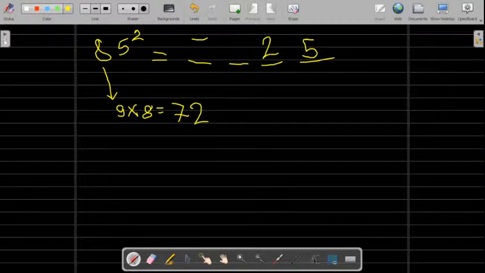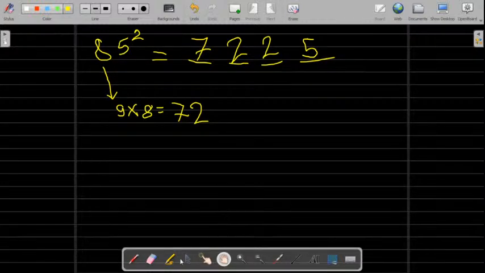So here 72 will come. You can use a calculator and check it out. So 85 square is 9225. Okay, so let us discuss one more.